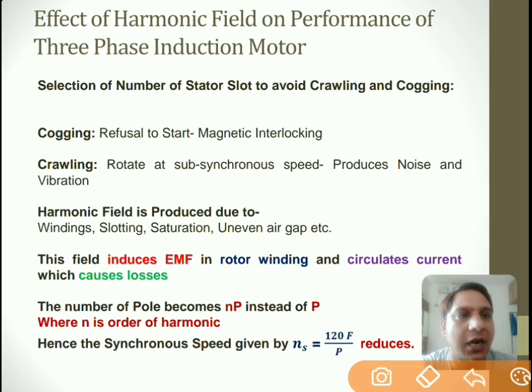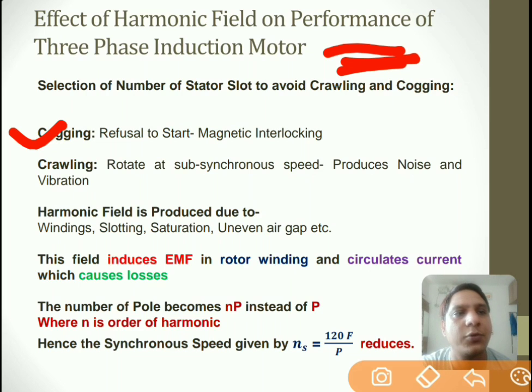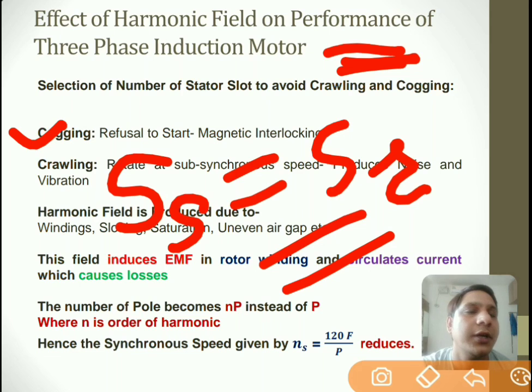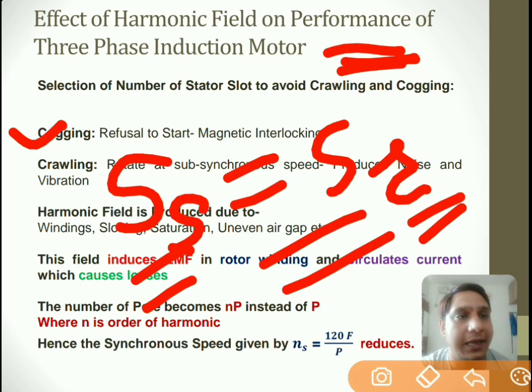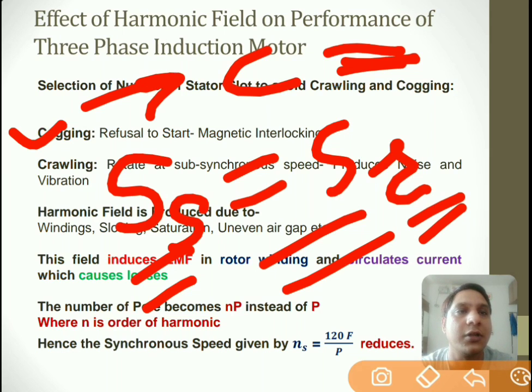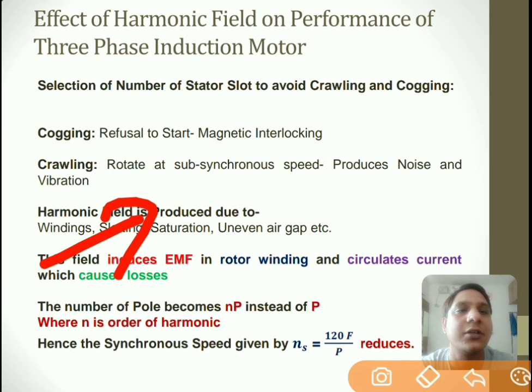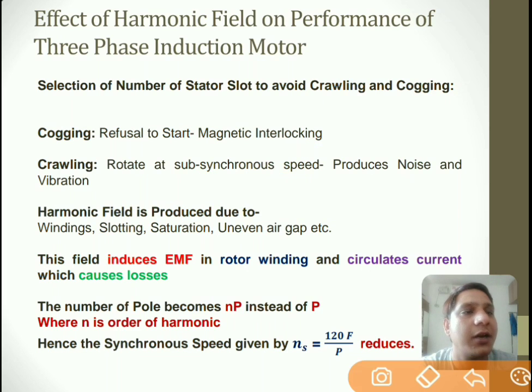First of all, if we start with cogging, this is an effect of the harmonic field on performance of the three phase induction motor. By mistake, suppose you have taken the number of stator slots SS equal to SR, the number of rotor slots. Then there is magnetic interlocking between the magnetic field of the stator and the magnetic field of the rotor, as the stator and rotor magnetic fields are exactly similar because the numbers of slots are the same, but they are opposing each other. Their nature is to oppose each other. If they oppose each other and are the same in magnitude, then definitely the motor will refuse to start, and the magnetic interlocking that occurs between stator and rotor is what we call cogging.